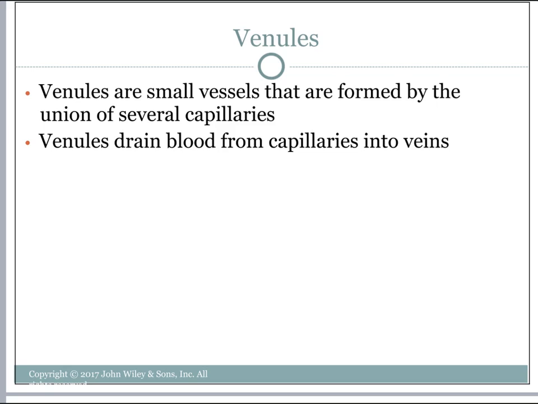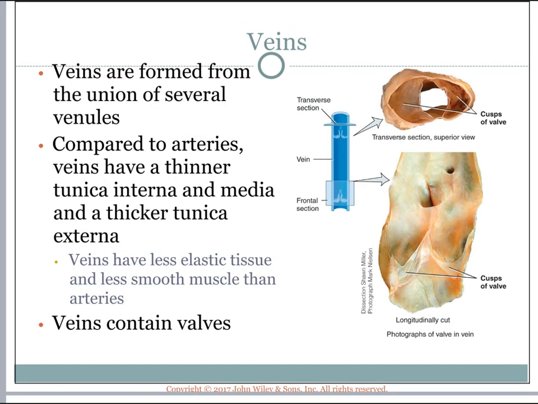Venules. Now, our venules are small vessels that are formed by unions of several capillaries. So we go from exchange at the capillary bed level to our venules. Our venules then will drain blood from capillaries into veins. Veins are formed from the union of several venules. So again, we're going from the smallest component, the capillaries, to our venules, all the way to our veins.